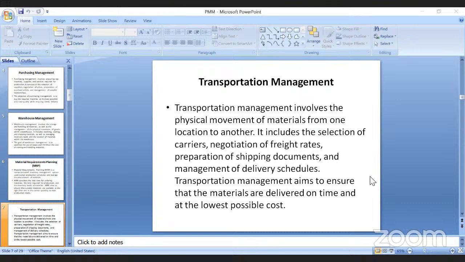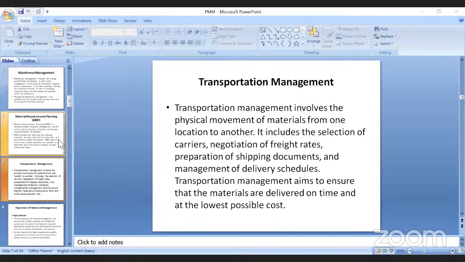Okay. But we are talking about transportation management. First of all, we have to concentrate on the movement of goods, that means you have to ship the materials from the source to another destination point. That will include selection of carriers, negotiation of freight rates, preparation of shipping documents, and management of delivery schedules.